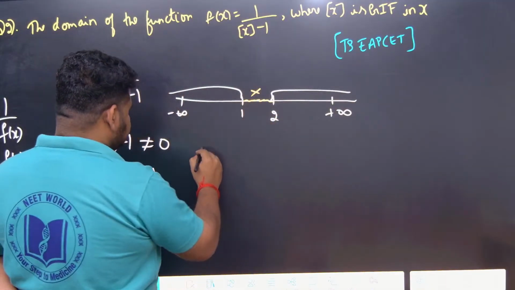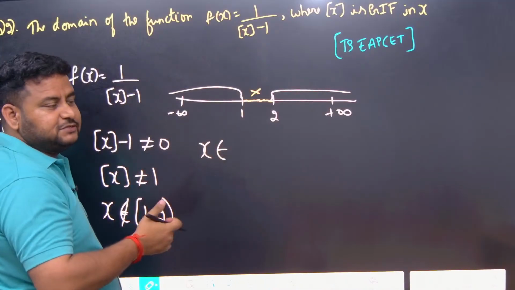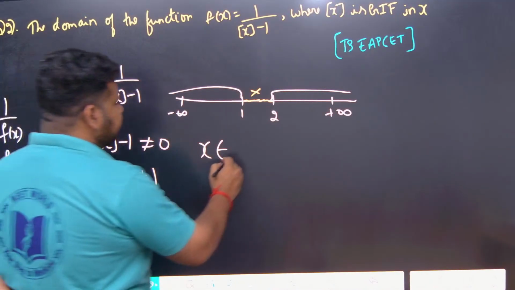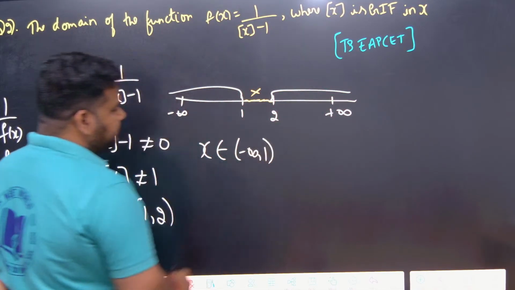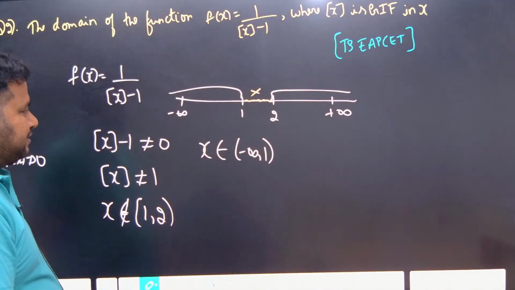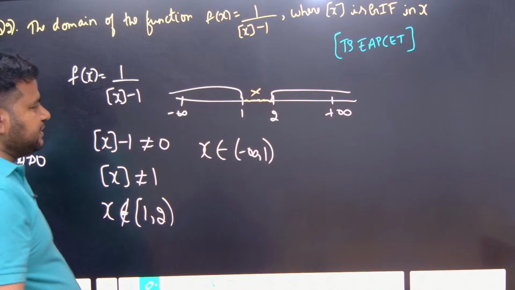So finally I can write x belongs to. Here I should not write x does not belong to; domain means we should write x belongs to. So I can write it as minus infinity comma 1 closed interval. I am writing the closed interval for 1 because x should not include 1.